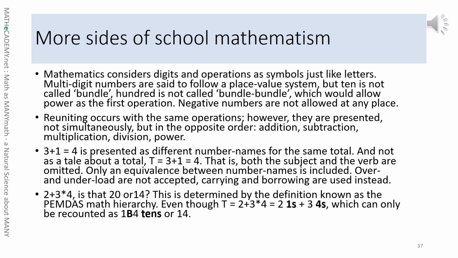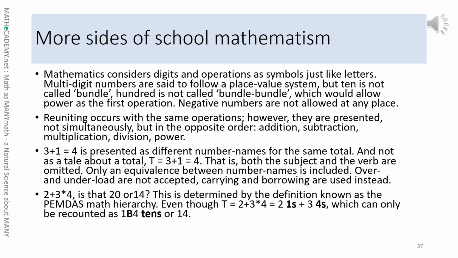More sides of school mathematism. Mathematics considers digits and operations as symbols, just like letters. Multi-digit numbers are said to follow a place value system, but 10 is not called bundle, 100 is not called bundle-bundle, which would allow power as the first operation. Negative numbers are not allowed on any place. Reuniting occurs with the same operations, however, they are presented not simultaneously, but in the opposite order: addition, subtraction, multiplication, division, power.